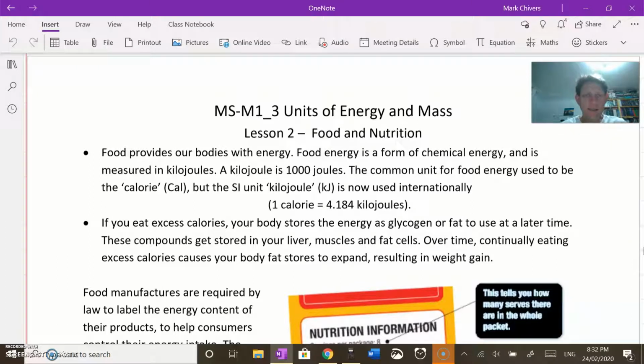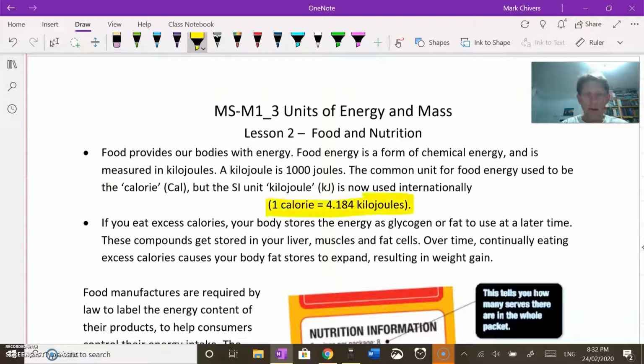For our second lesson today, we're looking at food and nutrition, in particular the labels that are on food packaging. This is something that's specifically mentioned in the standard maths syllabus, and we need to be able to understand that. As mentioned in the previous lesson, there is this conversion that we have to do between calories, which is quite commonly used when referring to food, and kilojoules, which is the international system unit that we would generally use. And that conversion is just here. I'll highlight it, but 1 calorie equals 4.184 kilojoules.